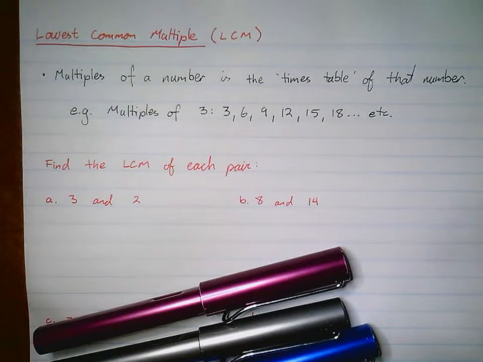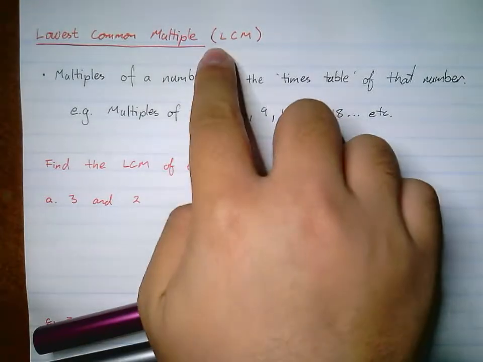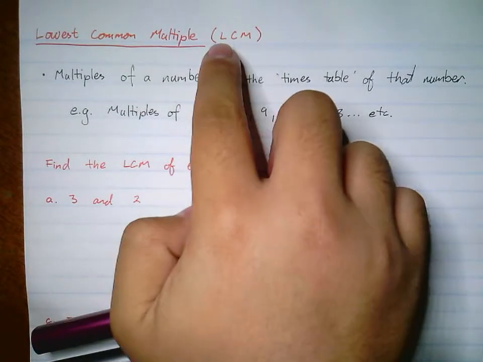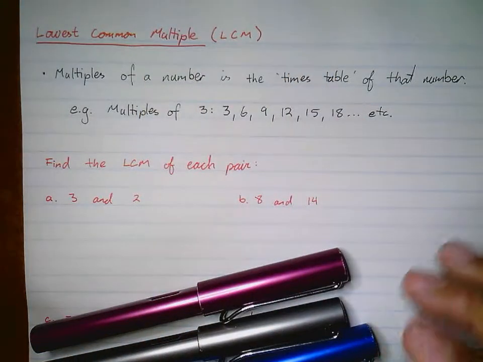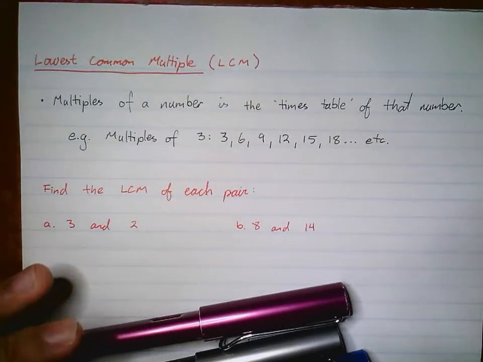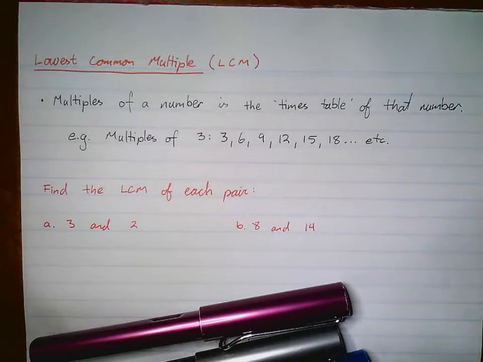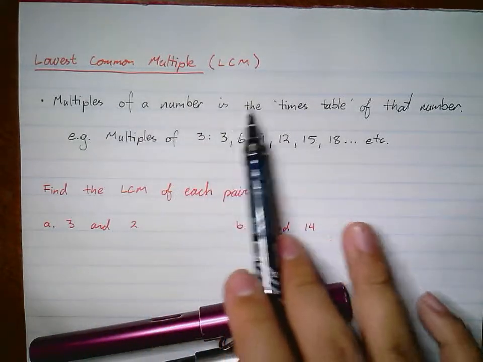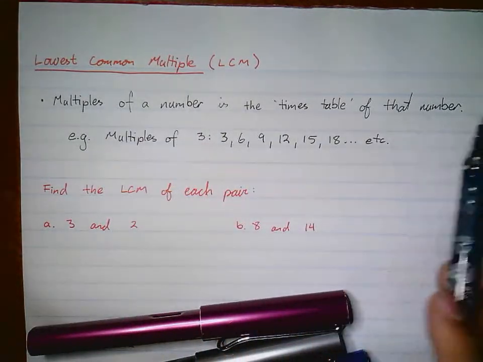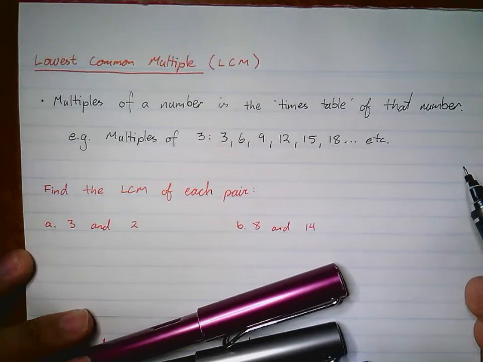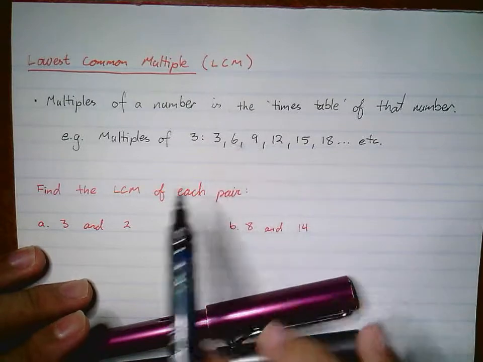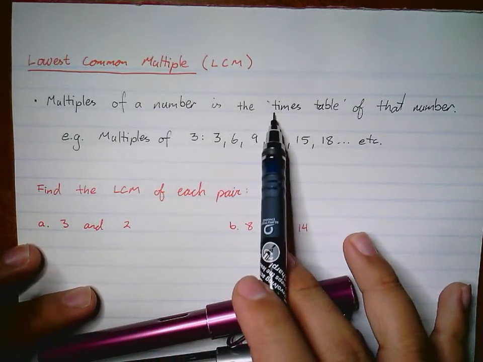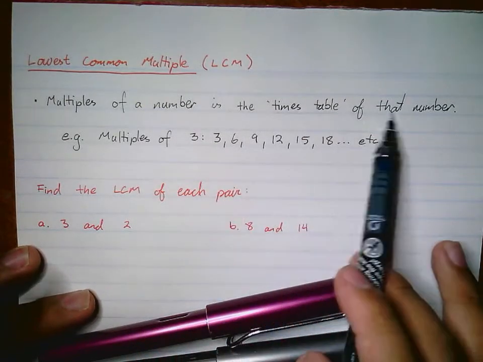Hello class, this is a video tutorial on lowest common multiple, which is LCM. First thing we need to remember is what a multiple is. Multiples of a number is the times tables of that number. There's no other way I can explain it. Any other definition I saw online is very complicated. So you just think of it as the times tables of that number.